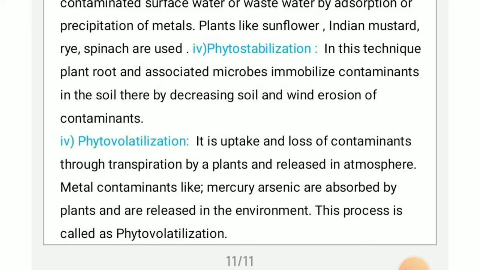Metal contaminants like mercury and arsenic are absorbed by the help of the plant and are released into the environment. This process is called phytovolatilization. This is regarding phytoremediation and bioremediation as far as concerned. Okay.